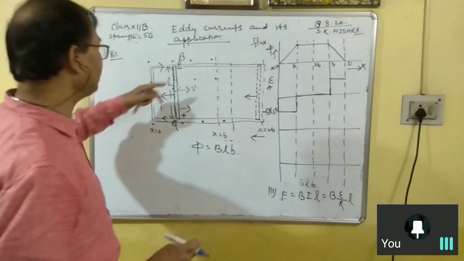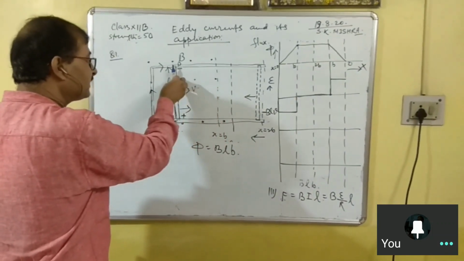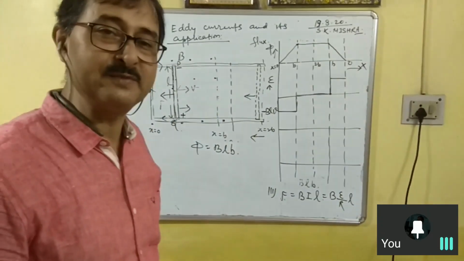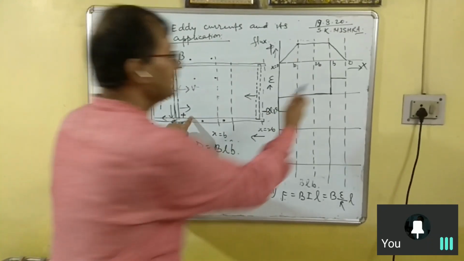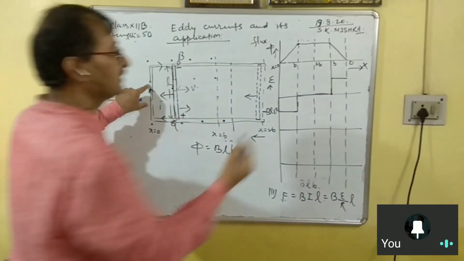Then what will happen when you bring this rod back towards left? The polarity gets reversed. Now this will be positive, this will be negative. Then induced EMF will be positive. And then the moment the rod touches this end, the induced EMF becomes 0.